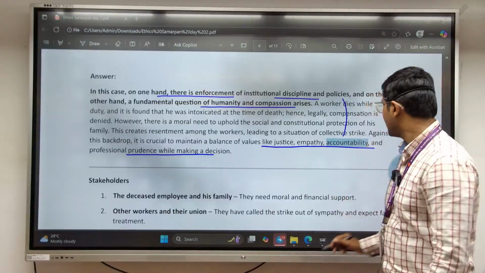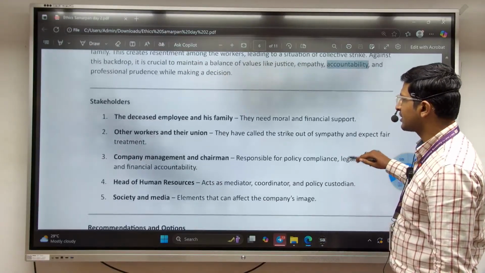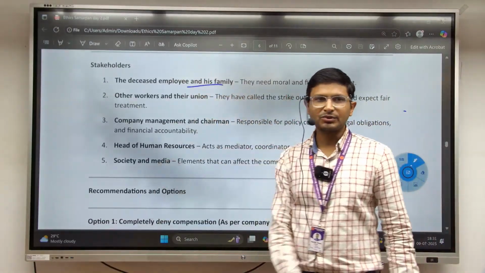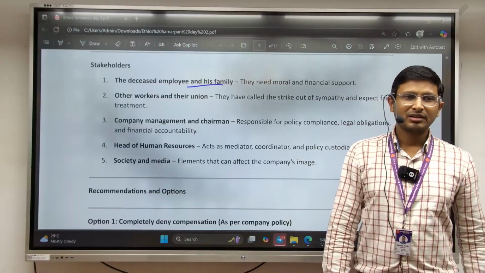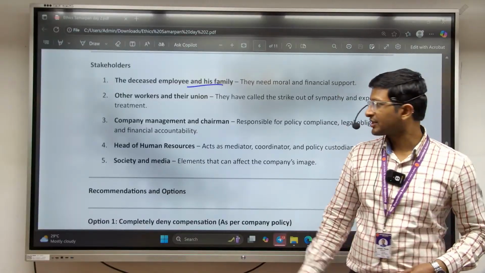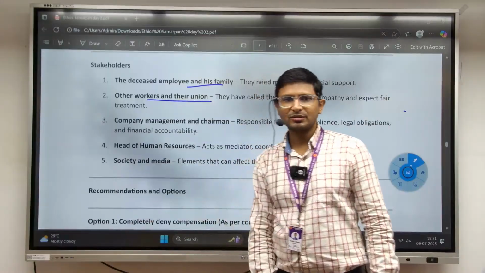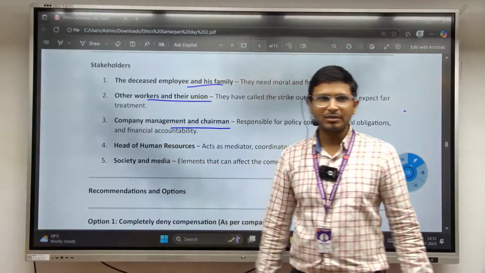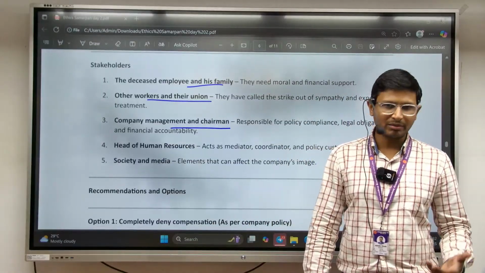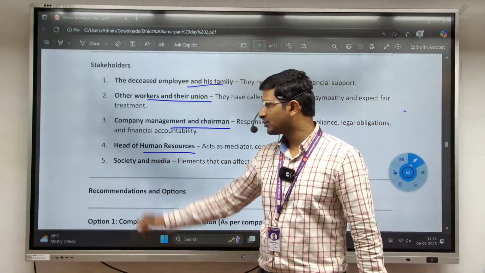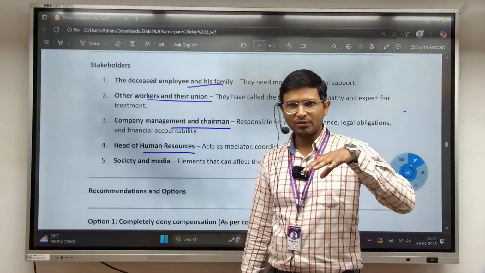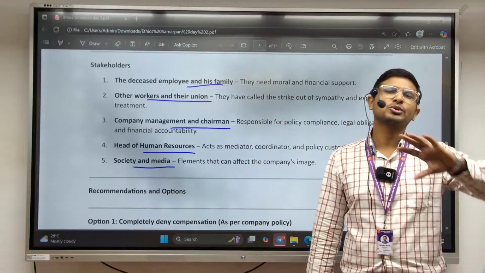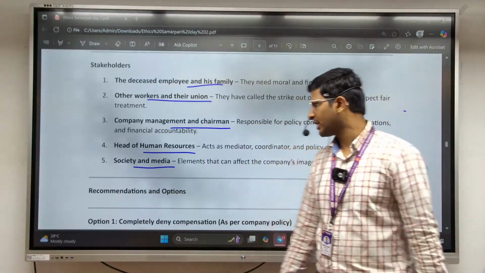Then stakeholders. Which are the different stakeholders here? First, the deceased employee and his family, because the family is demanding compensation. Then the workers and their unions who are protesting and going on strikes. The company management and the chairman who asked you to make the decision or give recommendations. The head of the human resource department, you yourself. Society and the media, in general, which are also impactful.